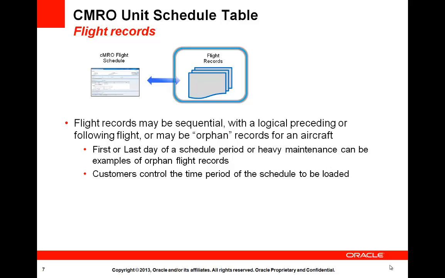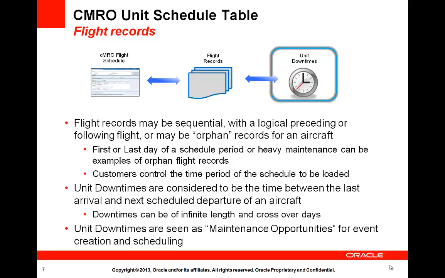We will now review some additional information about an individual flight record within the cMRO unit schedule table. Flight records may be sequential, that is, they may have a logical preceding or following flight, or they may be considered orphan records for an aircraft. This can occur during the first or last day of a scheduled period or when heavy maintenance is scheduled for an aircraft. Customers control the time period of the schedule to be loaded, therefore we need to do some evaluations in our operational process to look for these orphan records and process them correctly.